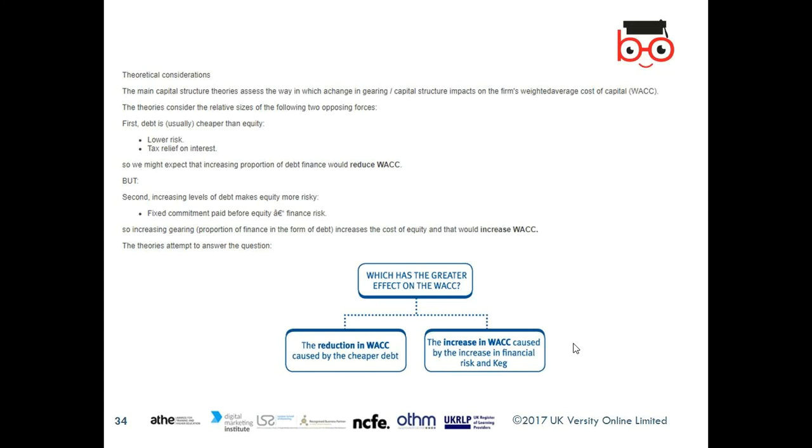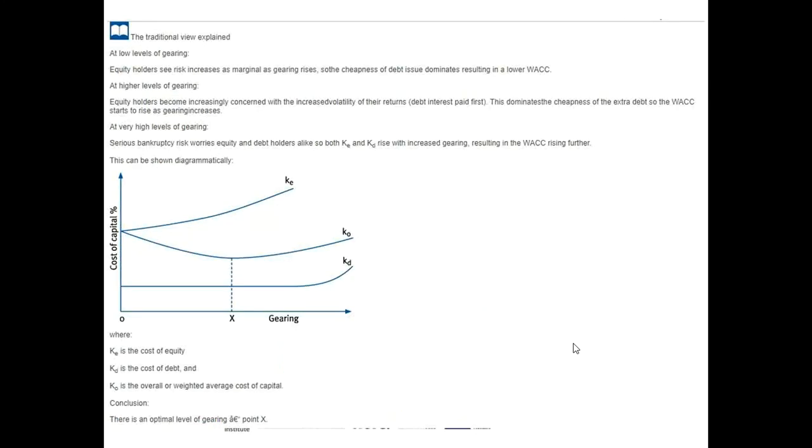So what has the greater effect: the reduction in the weighted cost of capital caused by the cheaper debt, or the increase in the weighted cost of capital caused by the increase in the financial risk and KE, the cost of equity? Traditionally, this explains the lower level of gearing. Equity holders see the risk increase at the margin as the gearing rises, but the cheaper debt is dominant, resulting in a lower weighted average cost of capital.